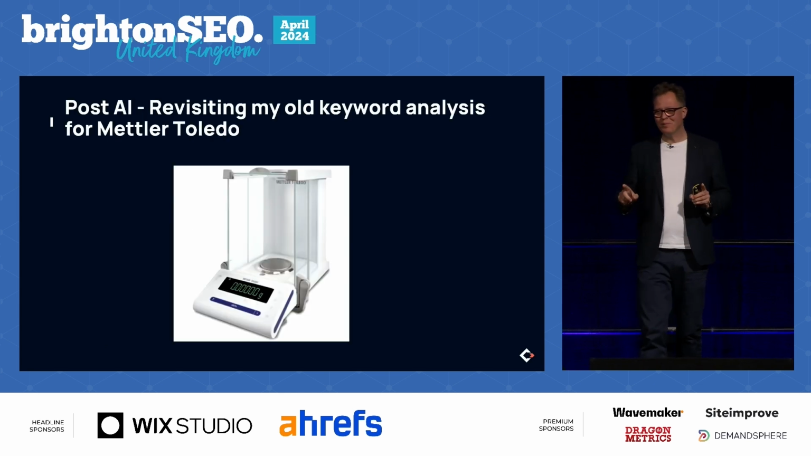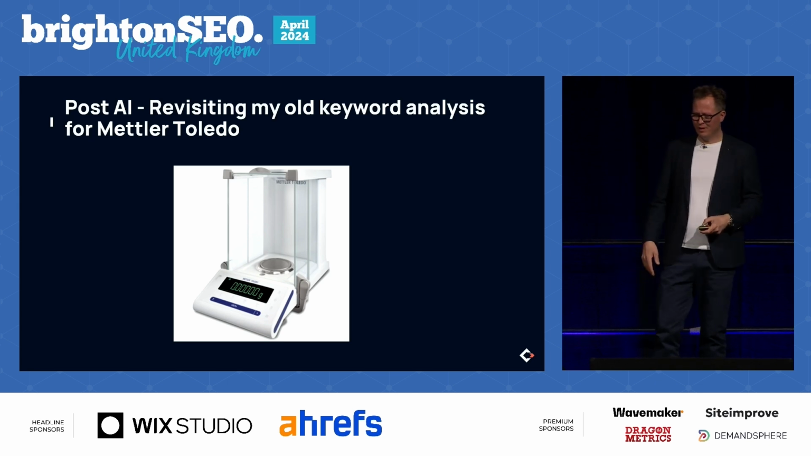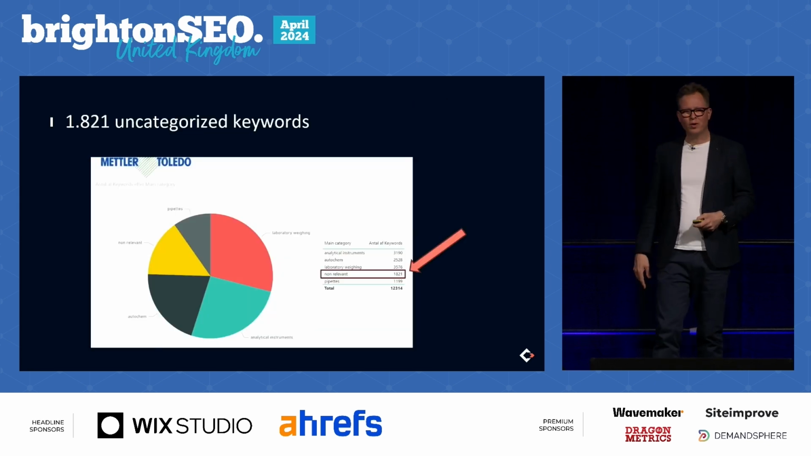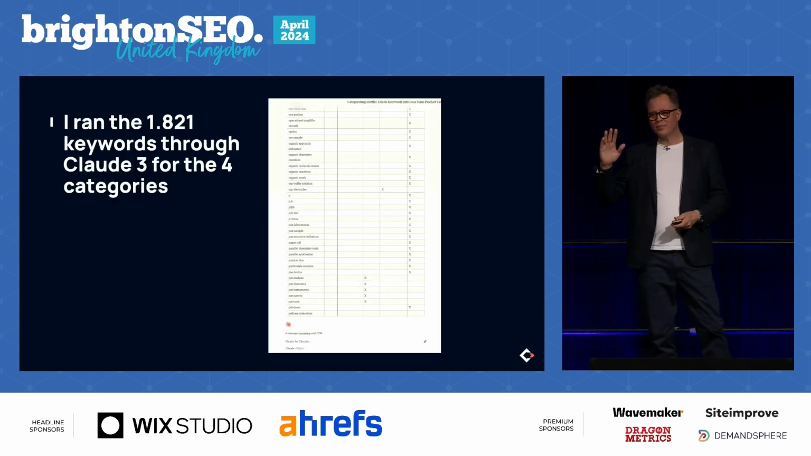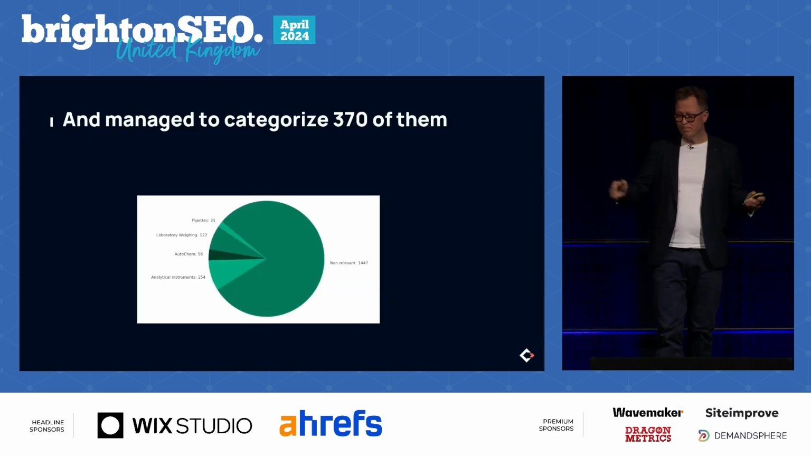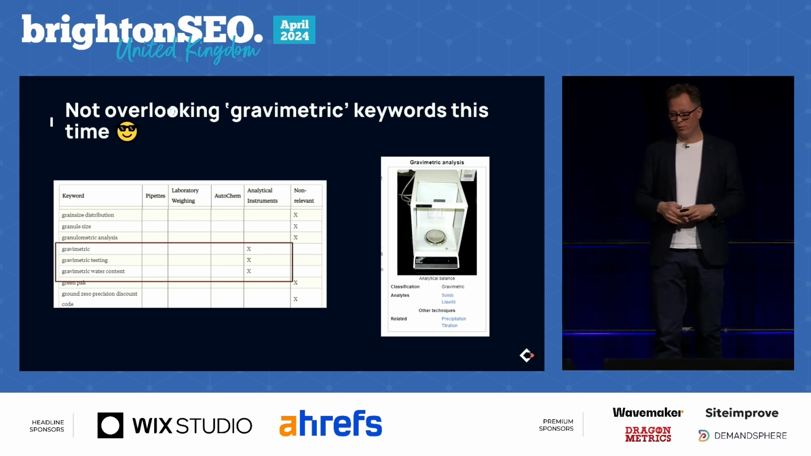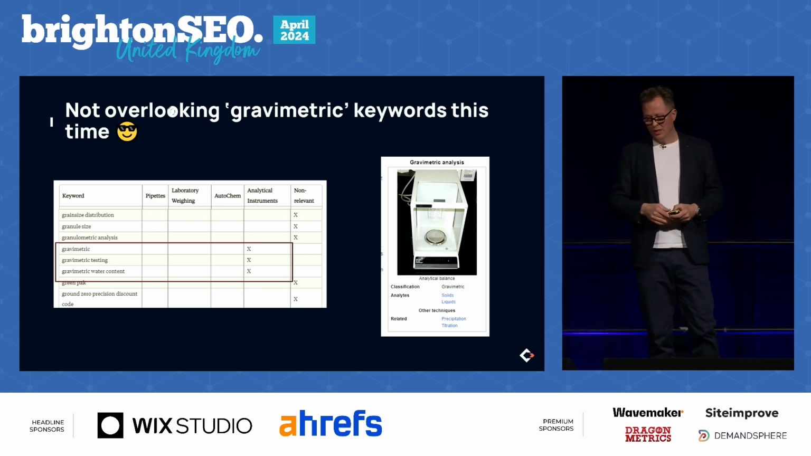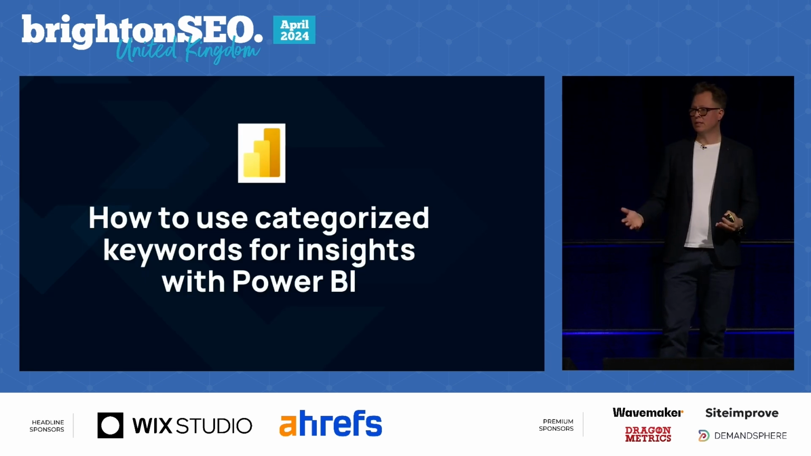So just back to my old Metal Toledo case, because it was a little bit hard for me to leave it. I had 1,821 uncategorized keywords in one of these analyses. I ran them through Claude, and actually it managed to categorize 370 of them. So this time I didn't overlook the gravimetric keywords, which were actually quite important for Metal Toledo. So let me just dive quickly into the insights section.